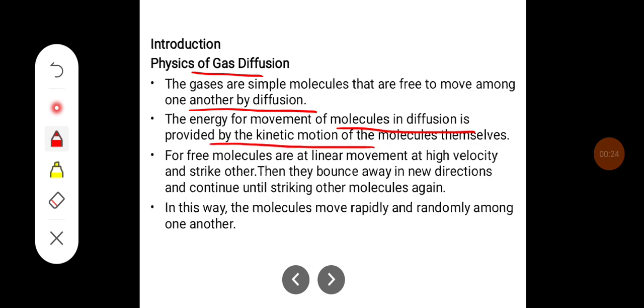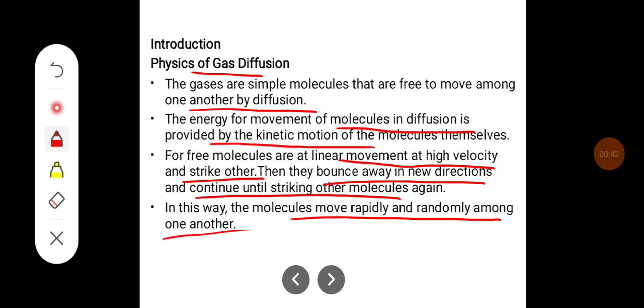themselves. Free molecules move linearly at high velocity and strike other molecules. Then they bounce away in a new direction and continue until striking other molecules again. In this way, the molecules move rapidly and randomly among one another.